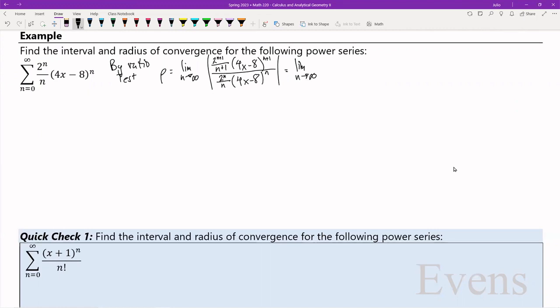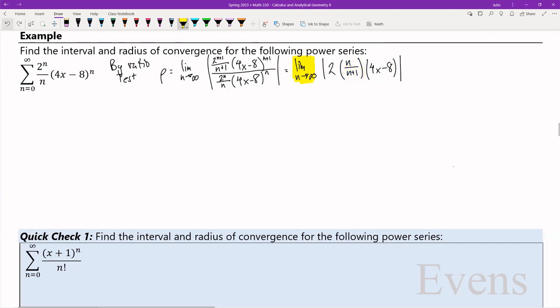I'm going to let you guys tackle that. If you do it right, you should get something along the lines of 2 times n over n plus 1 times 4x minus 8. So when all is said and done, when you reduce it all down, you should get the limit as n goes to infinity of that thing right there. Now, the limit only applies to the thing with the n, this thing right here.